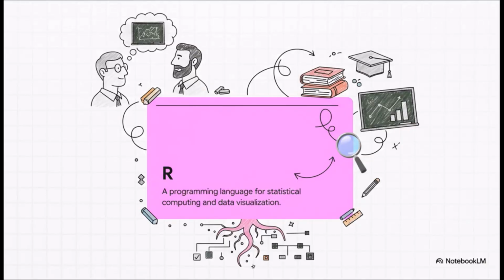What's really cool about R is where it came from. This wasn't built in some giant corporate lab. Nope, it was created by two professors, Ross Ihaka and Robert Gentleman, and they made it specifically for teaching statistics. So its entire DNA is rooted in education, which honestly makes it a perfect language to learn with.